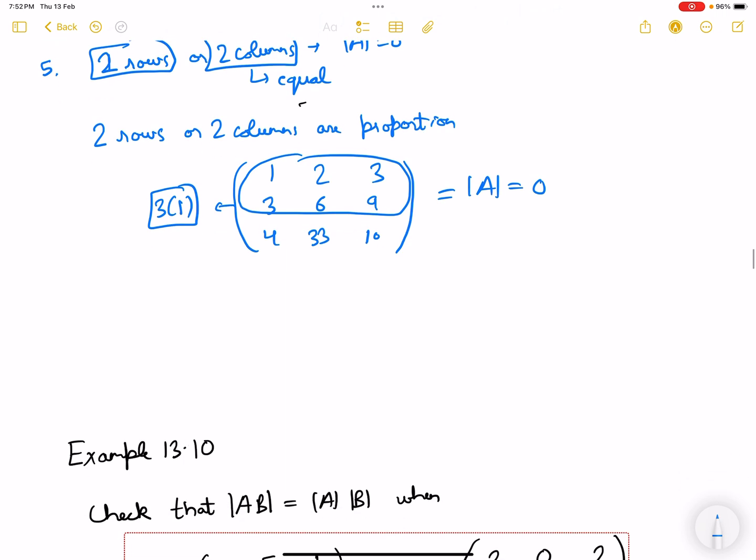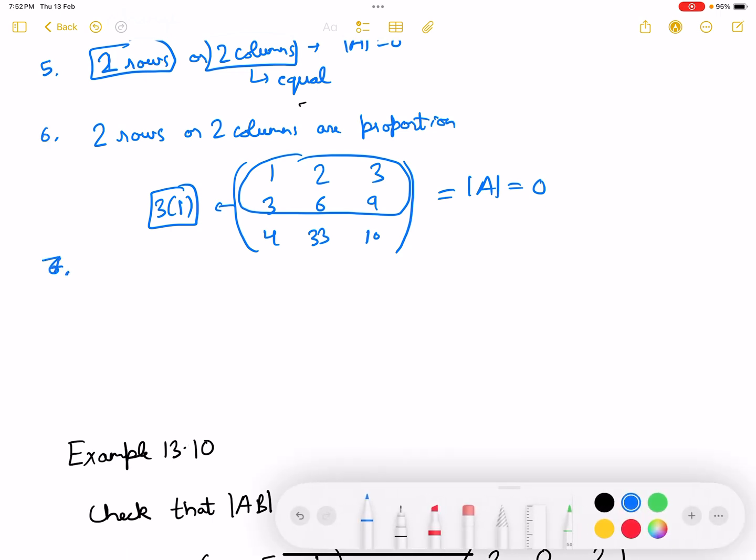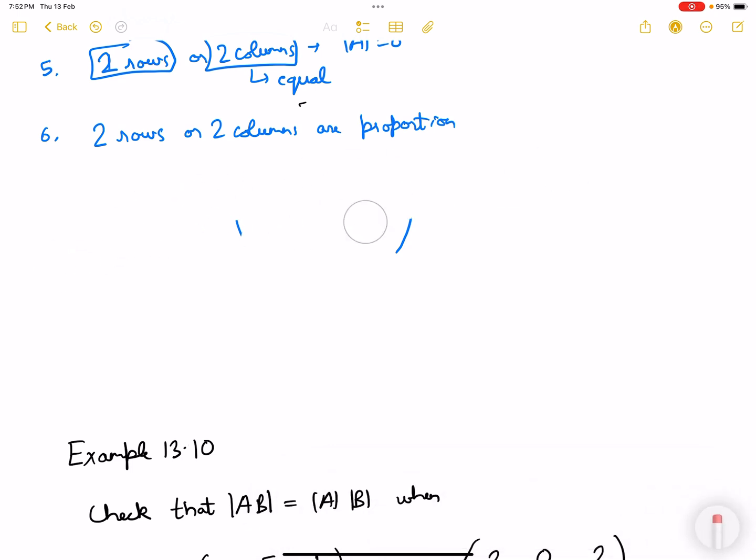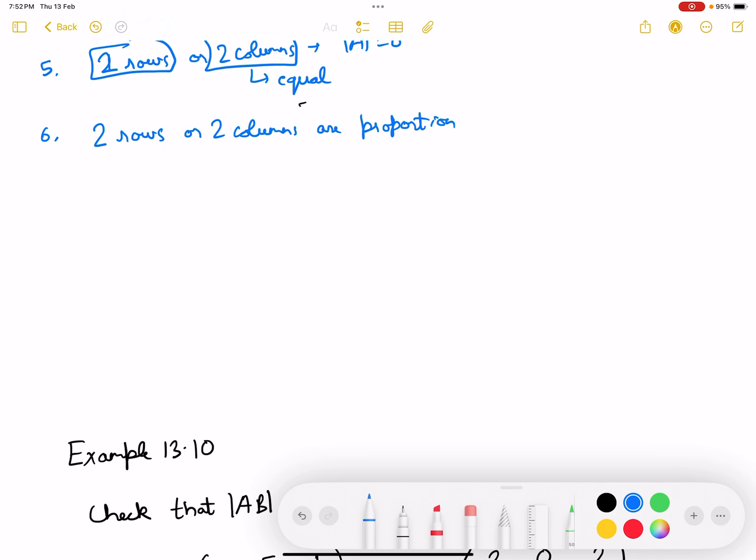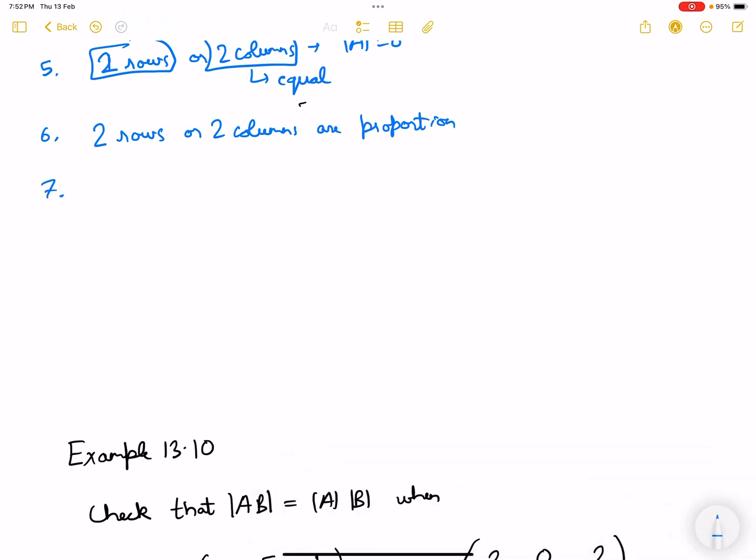Now the sixth property was this, and this is the seventh. I hope you would be able to recollect this. If a scalar multiple of any row is added to another row, suppose we make a transformation, r1 goes to r1 plus alpha r2. We'll discuss this in detail when we study elementary row operations. In this case as well, the determinant would remain the same. So if you're making any linear transformation like this, it won't change the value of the determinant.